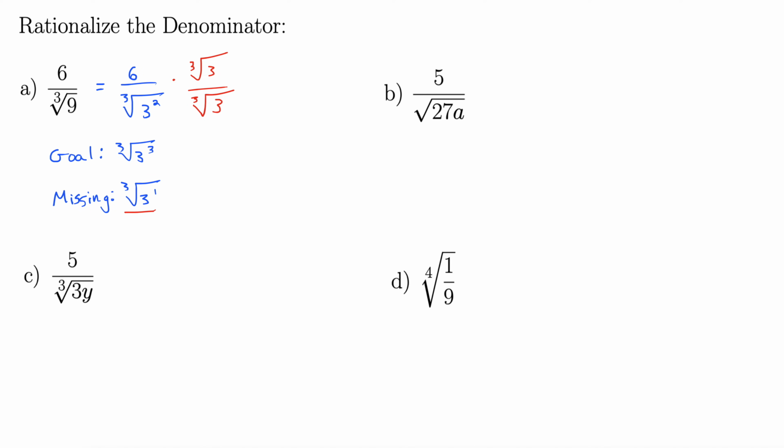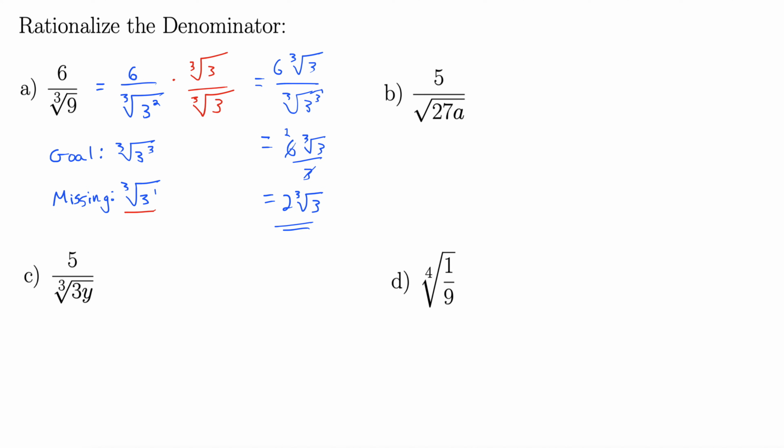What that does is it kind of messes up our numerator here. So now we have 6 cubed root of 3 up top, but down below, look what we have now. Cubed root of 3 cubed, but cubed root of 3 cubed is simply 3. So this becomes 6 cubed root of 3 all over 3. Finally, we can cancel right there, leaving us with a 2. So this is 2 cubed root of 3. And that technique to define the goal and then to look at what's missing will work for this entire class of rationalize the denominator problems.